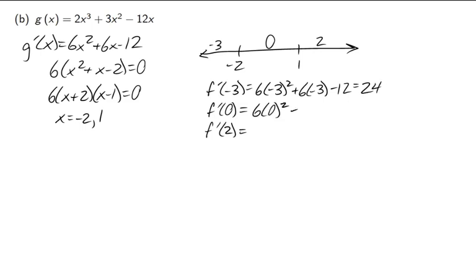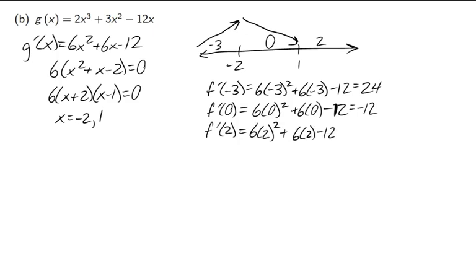Next one is 0 squared plus 6 times 0 minus 12. That's pretty clearly negative 12. Oh, by the way, that means increasing at negative 3, decreasing at 0, and at 2, I get 6 times 2 squared plus 6 times 2 minus 12. That's 24. Plus 12 minus 12 is 24 again, so that is increasing.